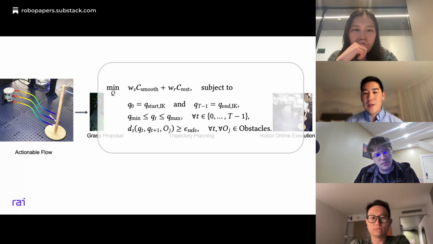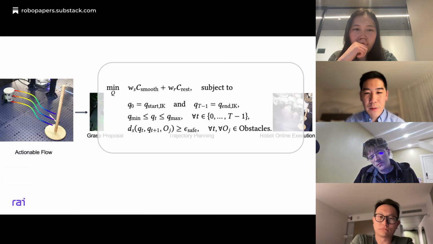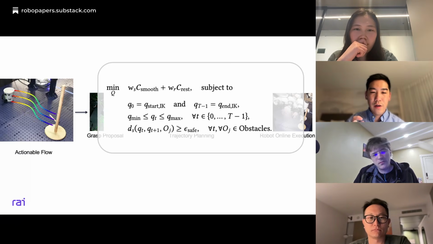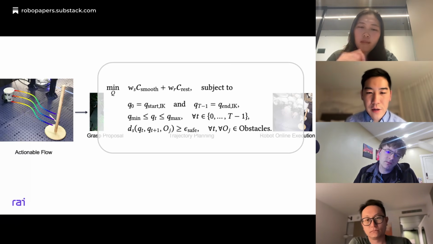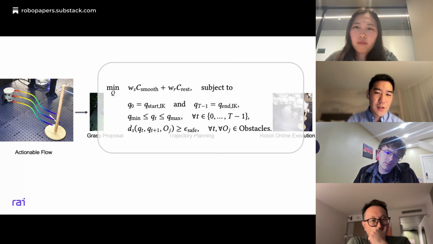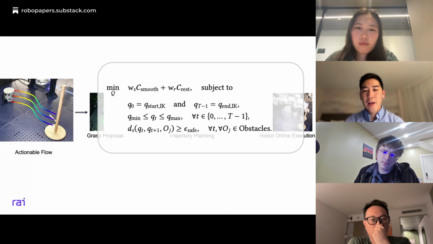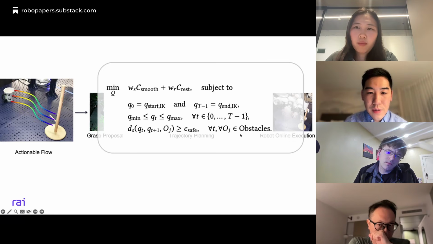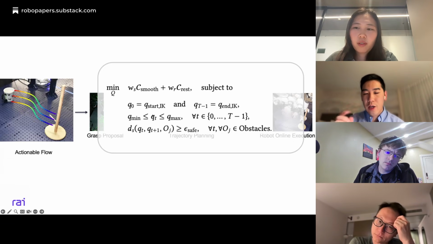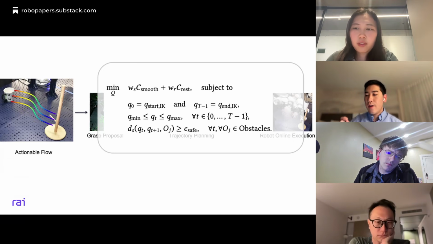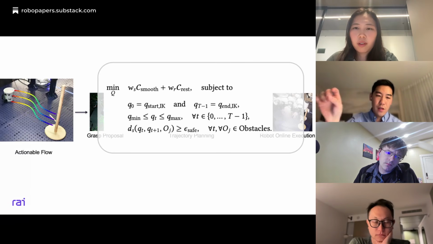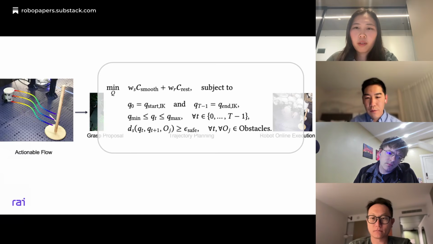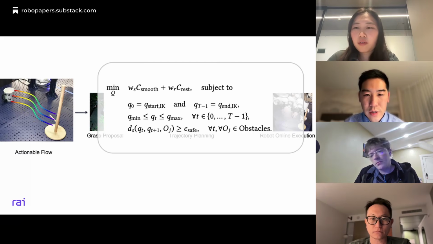Yeah. So it's actually quite a simple optimization formulation. There are just several standard terms. For example, there's a smoothness cost, there's a rest pose cost, and the below terms, Q start IK and Q end IK, are because we want the optimized trajectory to follow the actionable flow. So we want to follow the flow and at the same time ensure there's smoothness.